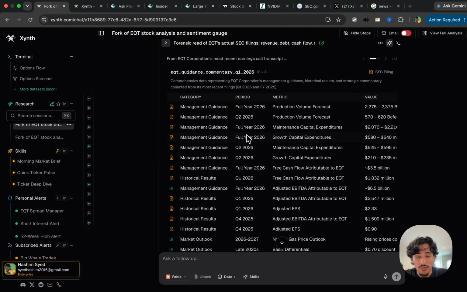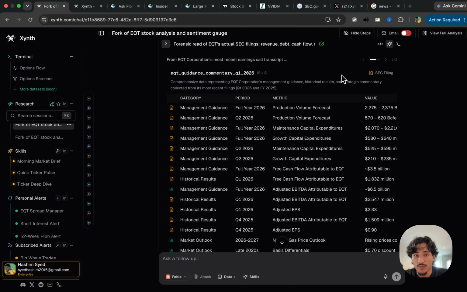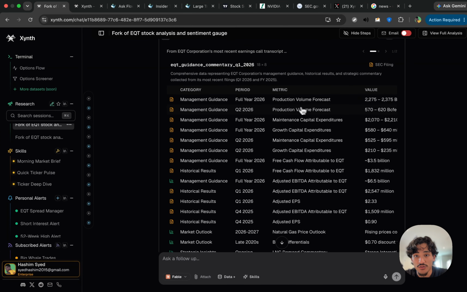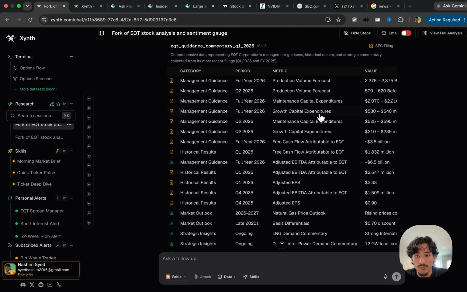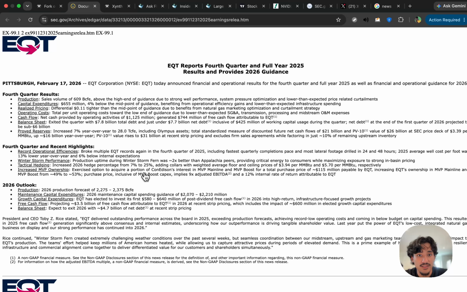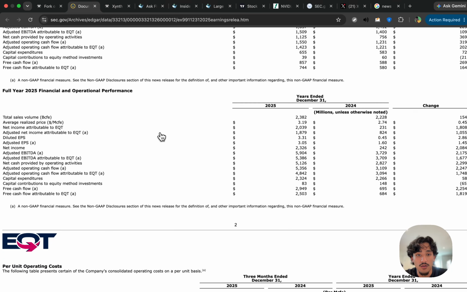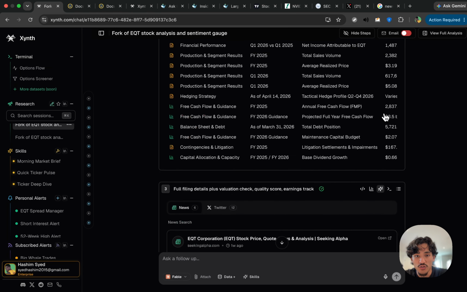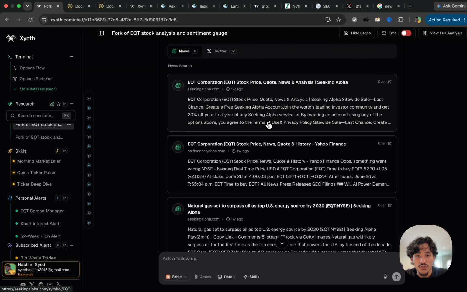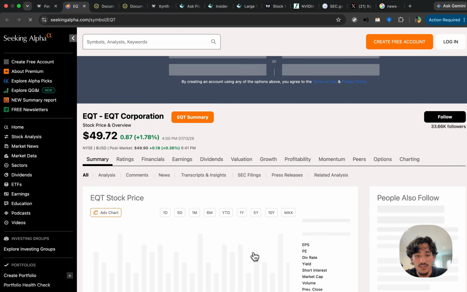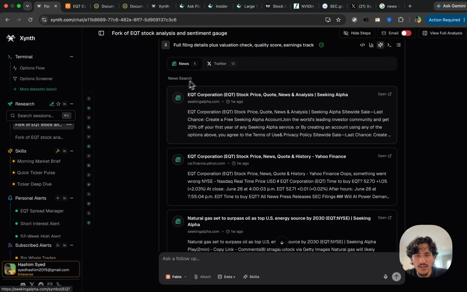And then after that, it looks through all the SEC filings with sub-agents. These are AI sub-agents that are digging through the SEC filings, looking for things like production volume forecast, growth capital expenditure, and you can see here that it cites exactly which filing it got what data from. And there's some more on the other page. And then after that, it does a news search to keep itself up to date with EQT's current market regime, or any news that's important.